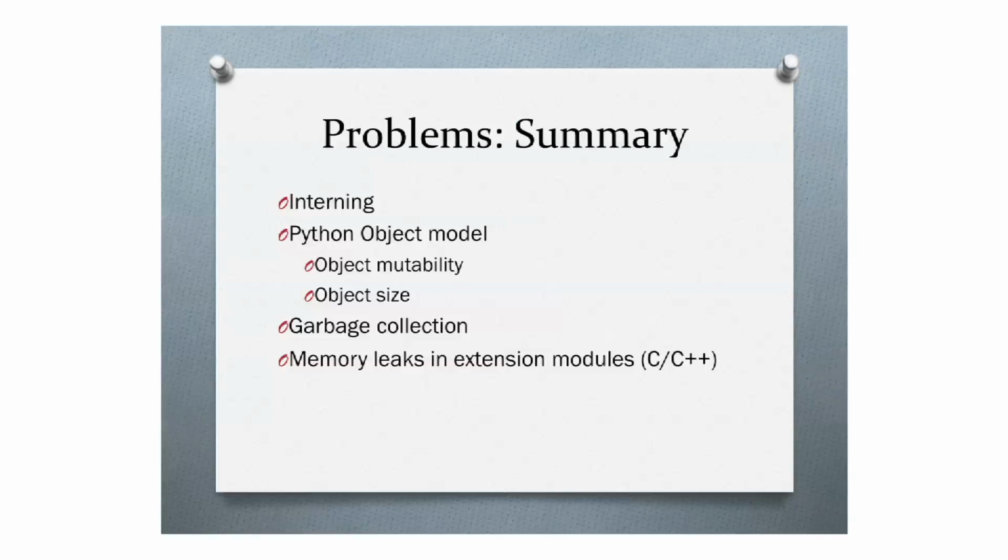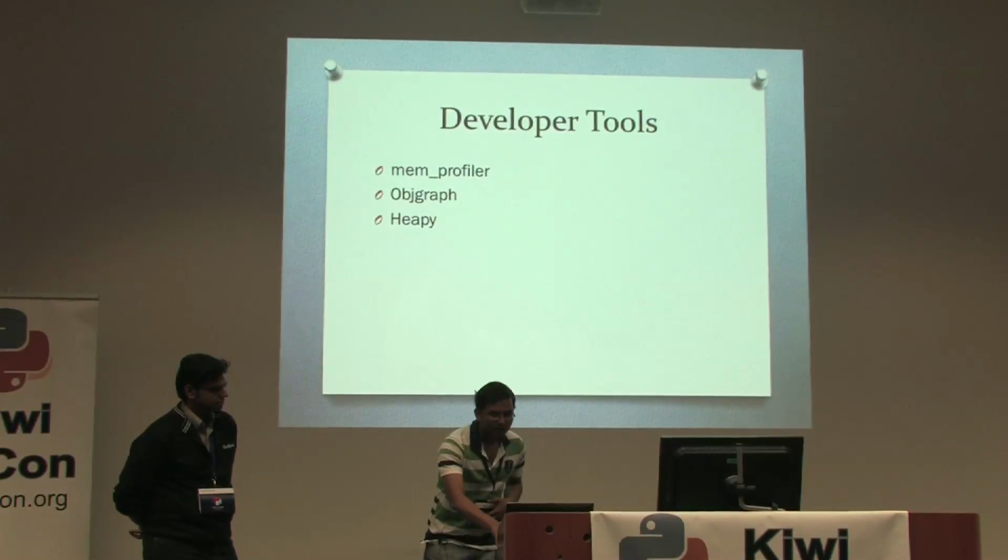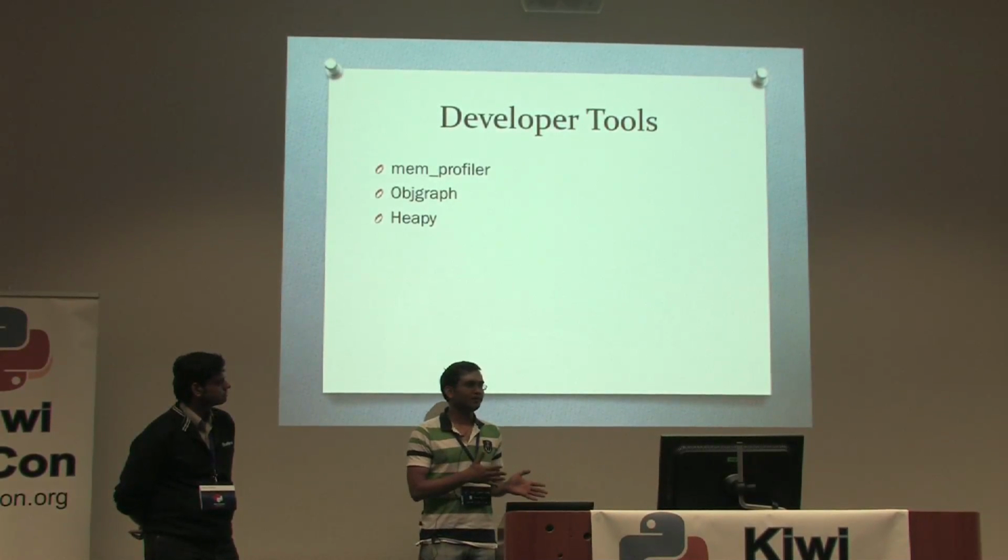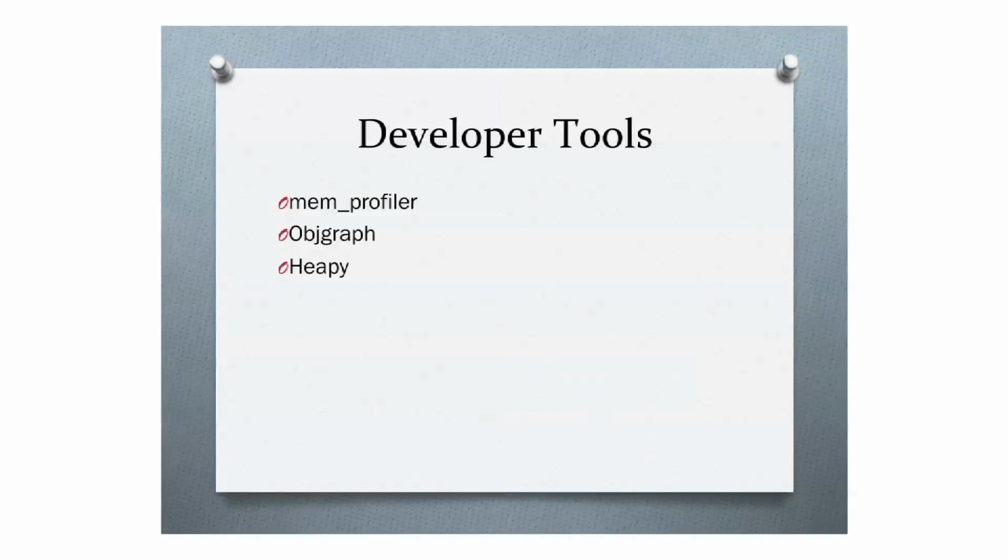So, summary-wise, the problems are interning, object sizes, object types, then reference cycles, and memory leaks in the extensions. Now we have an understanding of the problems that the Python VM has. So we found a few tools which could be helpful for developers to find and fix the problems.